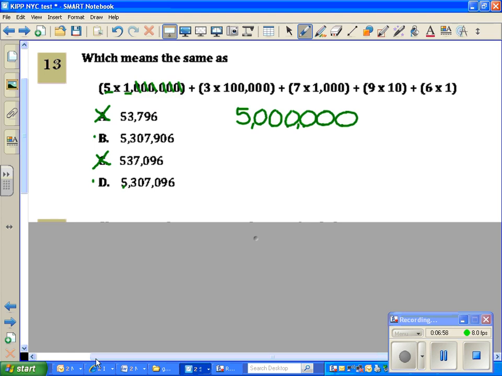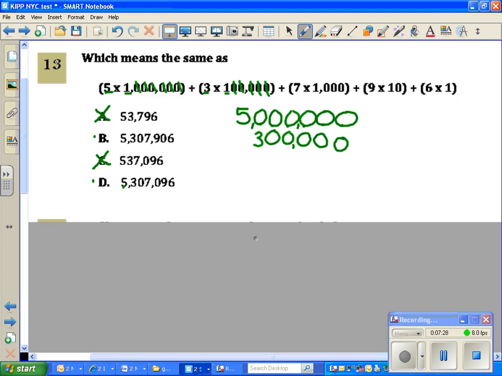Okay, the next one. It's 3 times 100,000. If I have 100,000 3 times, 3 times 1 is 3. And then I have 1, 2, 3, 4, 5 zeros. And I made sure my 3 is in the right spot, in the 100,000ths place. Comma is here. Okay, I'm going to keep going. I see 7 times 1,000.